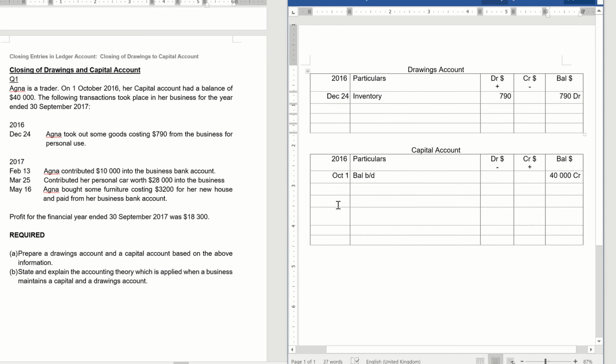Next, on 2017 February 13. What's going on this day? The owner, Agna, actually contributed 10,000 into the business bank. So this is known as additional capital. What is the double entry for additional capital? We will have to record this in the capital account. Exactly what did the owner contribute is the cash at bank. So we write cash at bank.